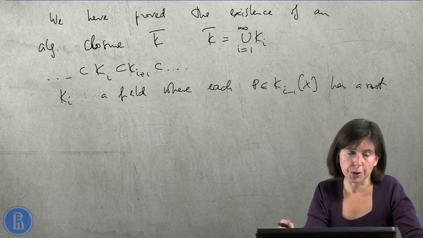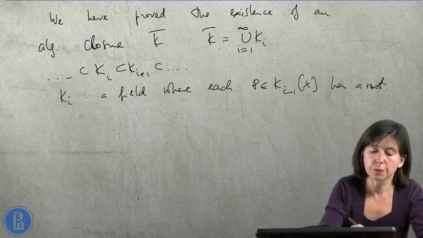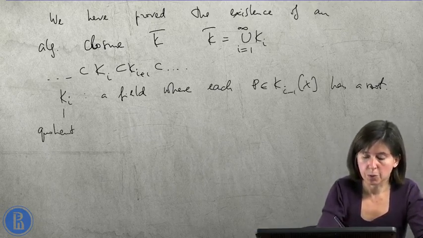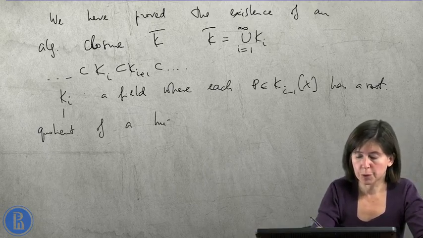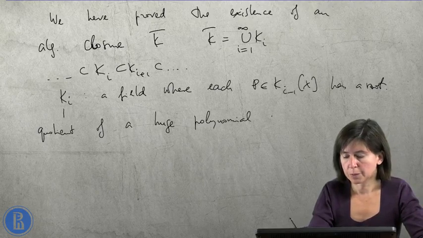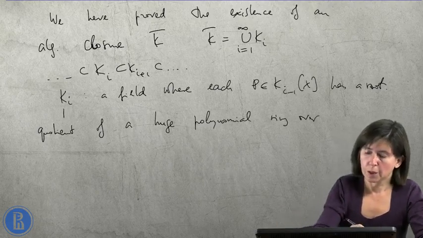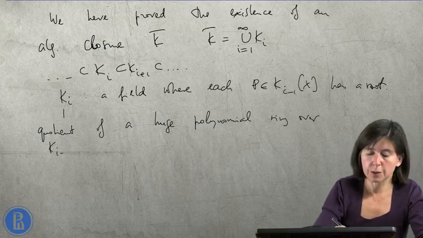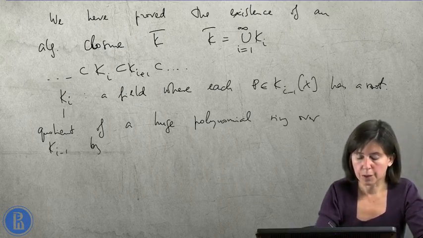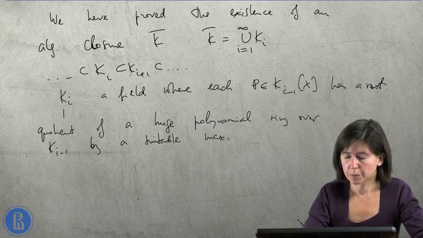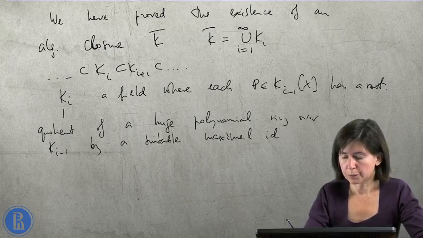by considering a huge polynomial ring over Ki minus 1, quotiented by a maximal ideal, a suitable maximal ideal.